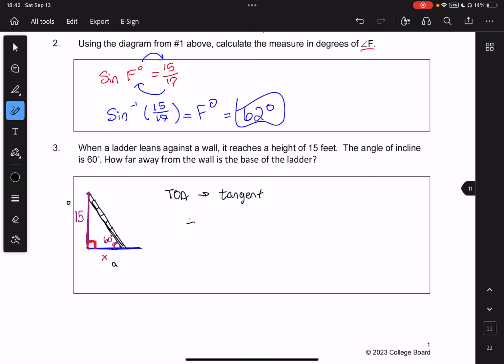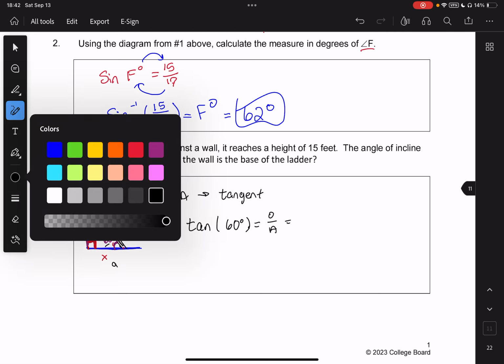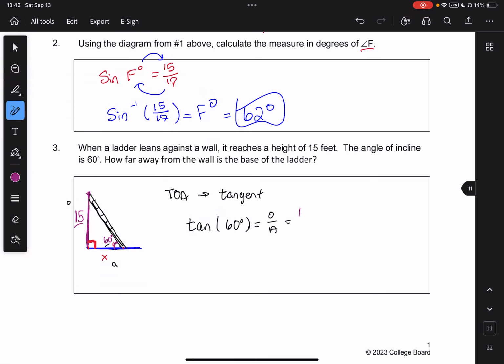So to do this, we do tangent of what is our angle that we're doing? 60 is equal to opposite over adjacent. What is our opposite? Well, we said our opposite is 15. What is our adjacent? X. We're trying to solve for x. So plug into your calculator tangent of 60. And what do you get?